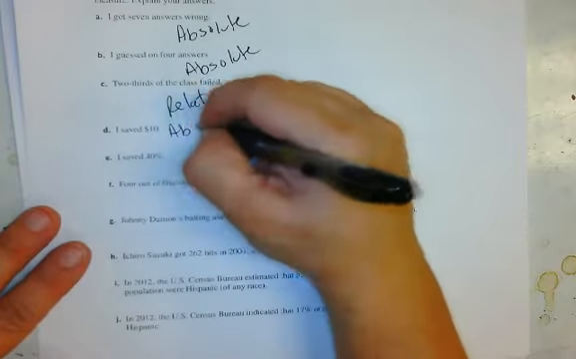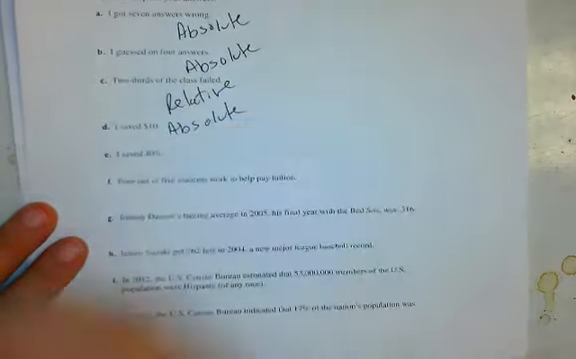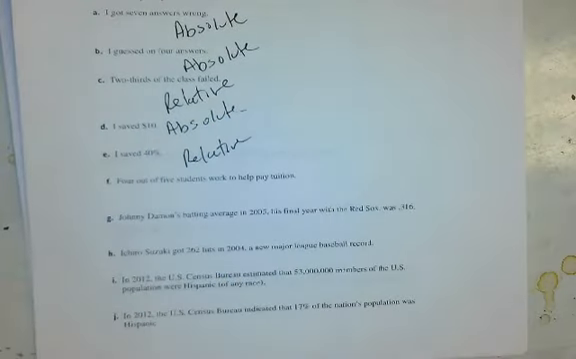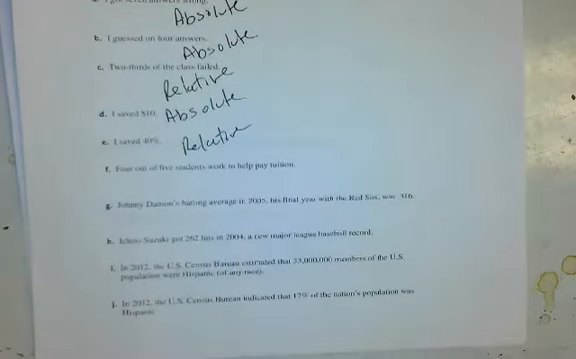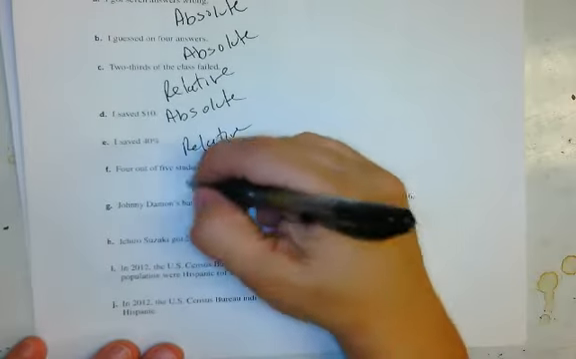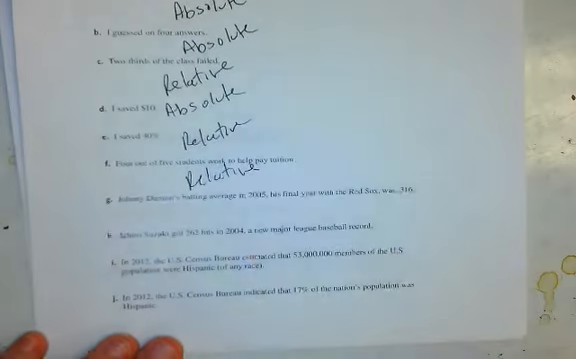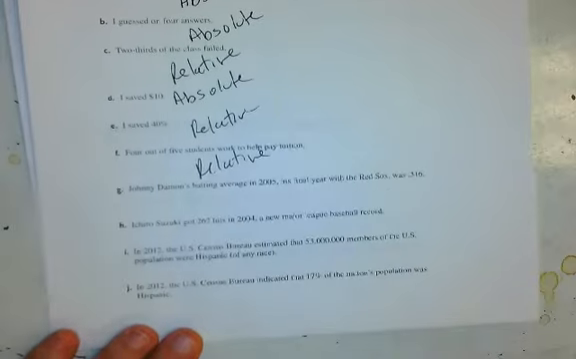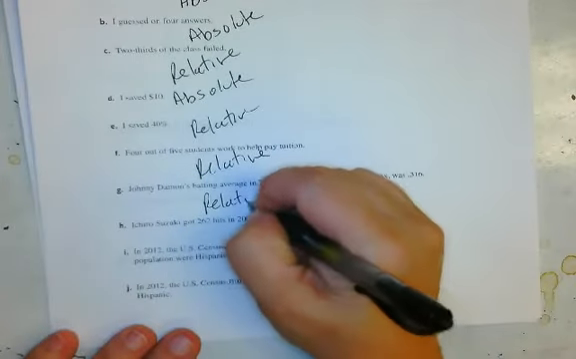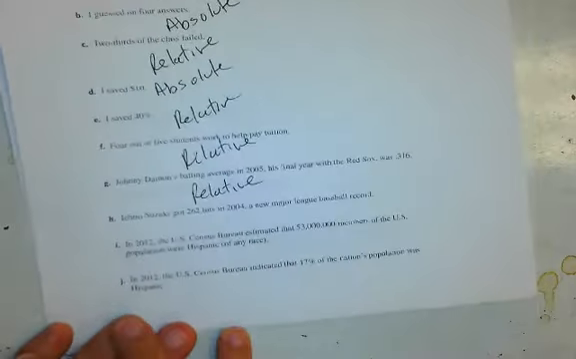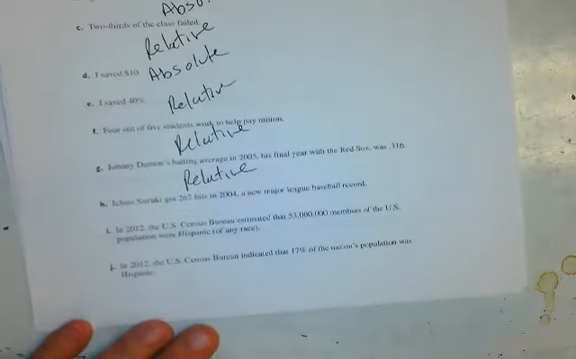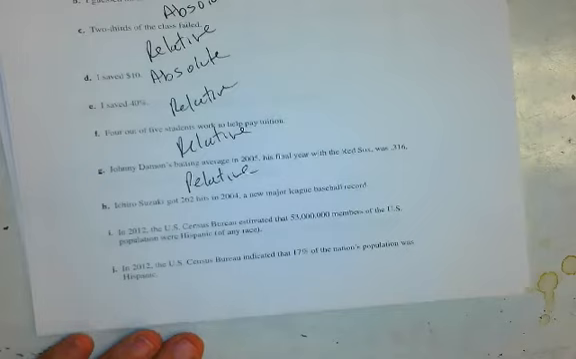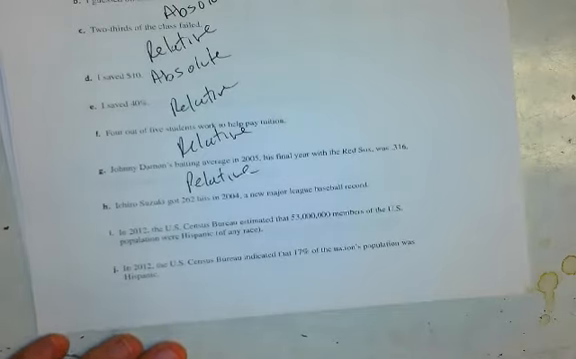I saved $10. Absolute. I saved 40%. Relative, because 40% is a comparison. A percentage is a comparison, right? 40 out of 100? It's a comparison. 4 out of 5 students worked to help pay tuition. Relative. Johnny Damon's batting average in 2005, his final year with the Red Sox, was .316. Relative. You can tell if he's good or bad using that, because that is a measure of how many he is hitting compared to how many he is standing there swinging at, right?